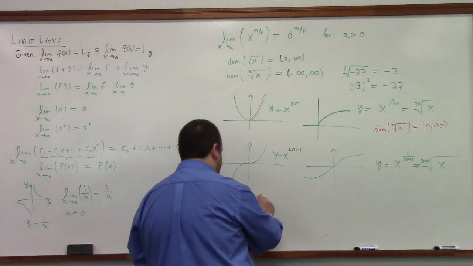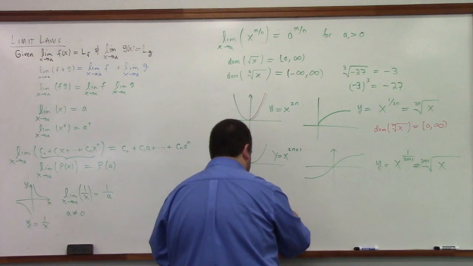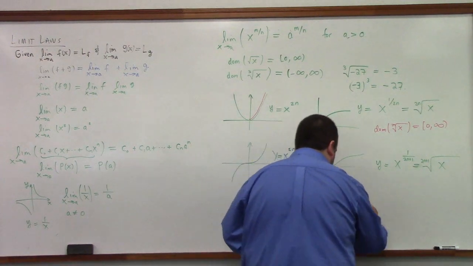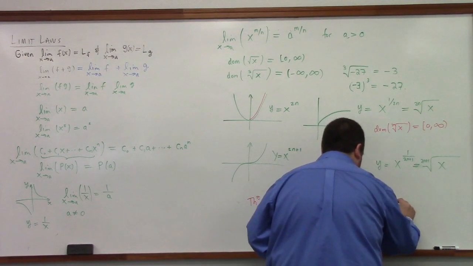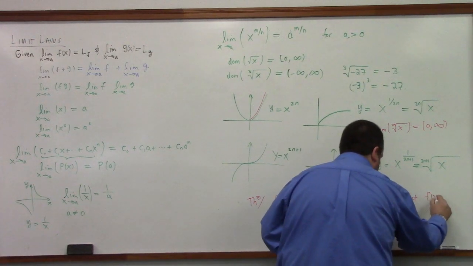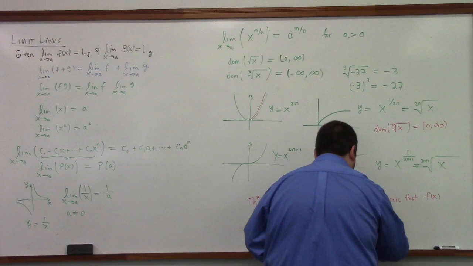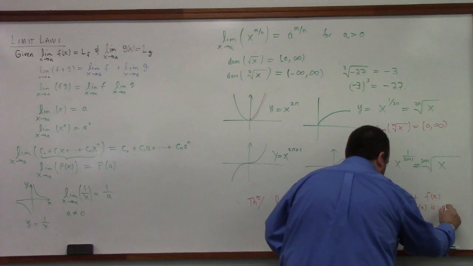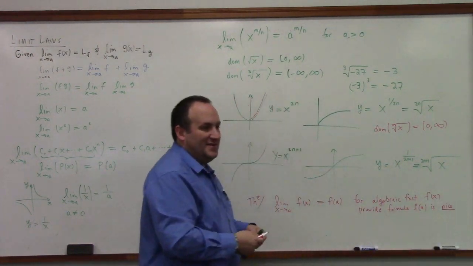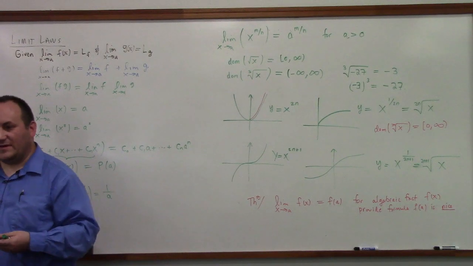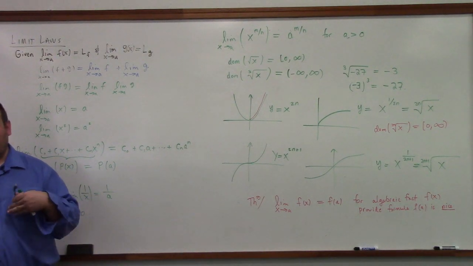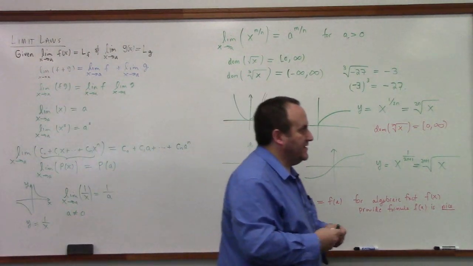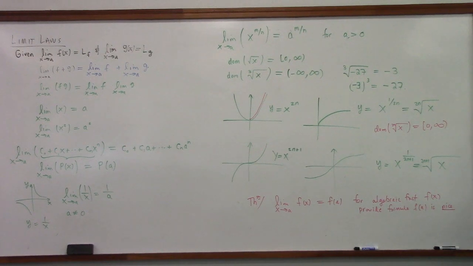So yeah, that's a theorem essentially. So here's the theorem. The limit as x goes to a of f of x equals f of a for an algebraic function f of x, provided the formula f of a is nice. And that's not a very precise mathematical statement, but by nice I mean what I just said: no division by 0, no square root of a negative number, all right? Let me give you a specific example of that.